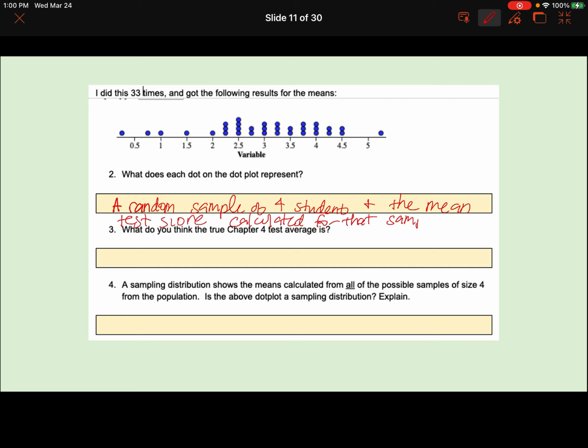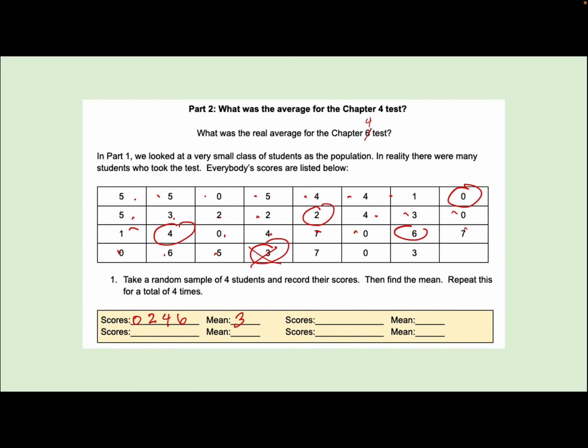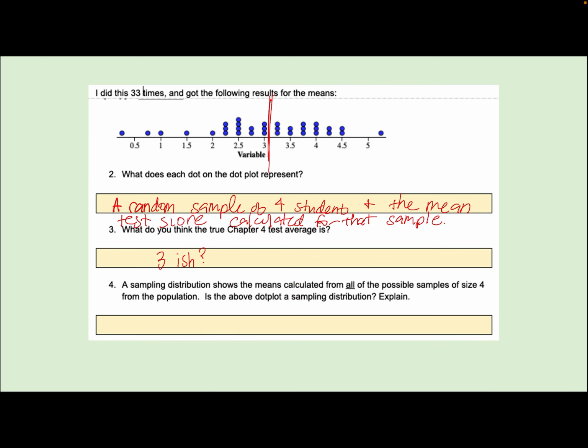All right, next question. What do you think the true chapter 4 test average is? Looking at this, I don't know, 3-ish? We're just estimating what the true average here might be. Obviously, we could calculate it. We have all the data here, but we'll just estimate it based off of, maybe 3 is a little high. Maybe it's more like 2.75. You can come up with your own estimate on that.